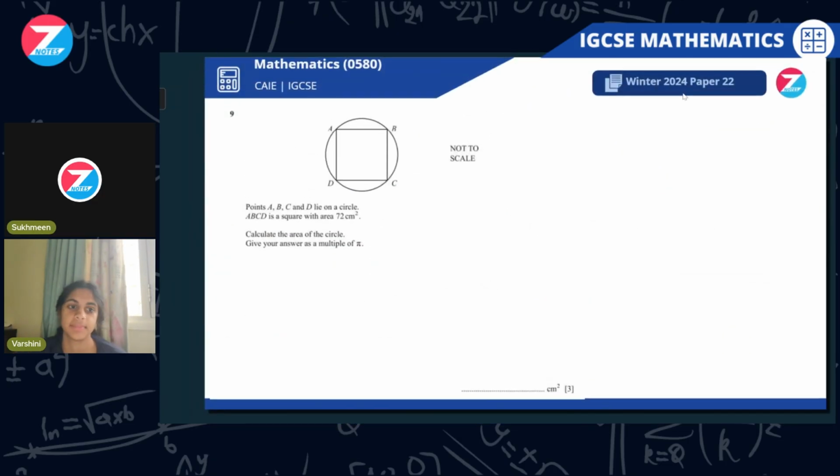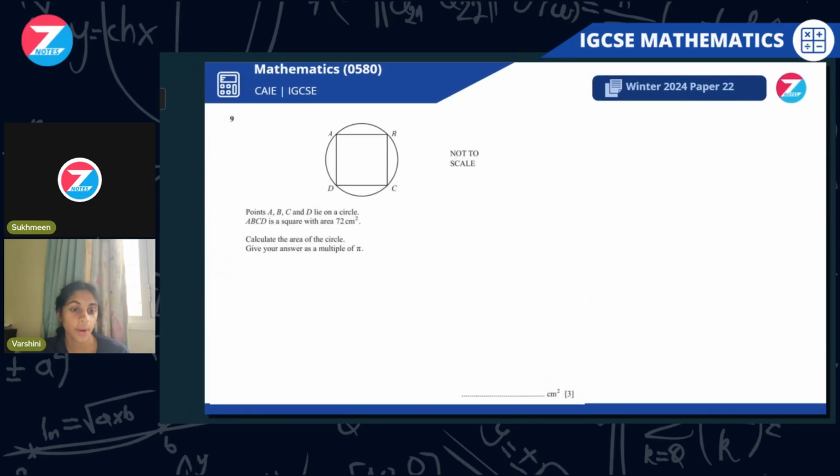Okay, question 9. Points A, B, C, and D lie on a circle. ABCD is a square with area 72. Okay, a square with area 72. And we know that this side equals this side, which is equal to this side and this side. Okay, calculate the area of the circle. Give your answer as a multiple of pi.